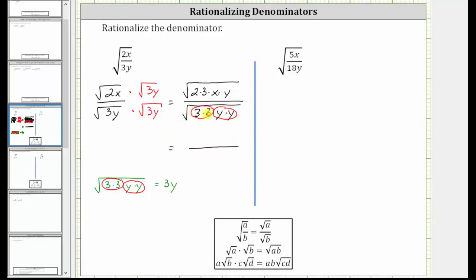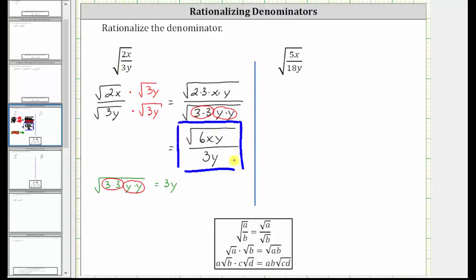So focusing on the denominator, the square root of 3 times 3 or 3 squared is equal to 1 factor of 3. The square root of y times y or y squared is equal to 1 factor of y. The denominator is now 3y, which is considered rational. And now looking at the numerator, we can see nothing simplifies here. We still have the square root of 6xy. The expression is now simplified, or we can say the denominator is now rationalized.